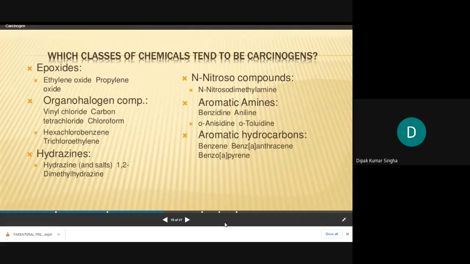Last class we discussed the carcinogens. Now, for the last portion of these topics, which classes of chemicals are carcinogens? I think this was discussed. Okay, this was done: epoxide, ethylene oxide, propylene oxide, and halogen compounds like vinyl chloride and dimethyl nitroso compounds.